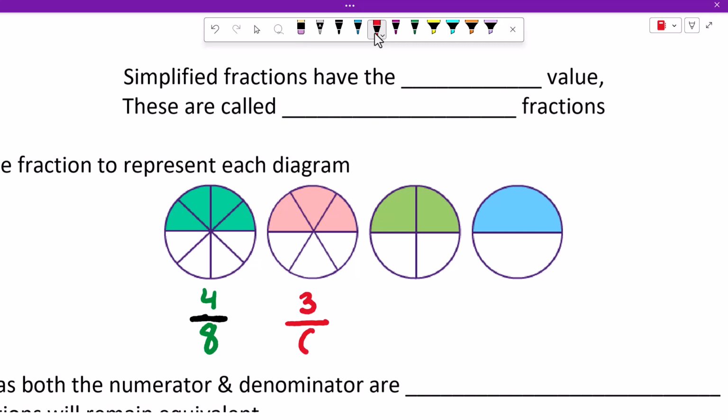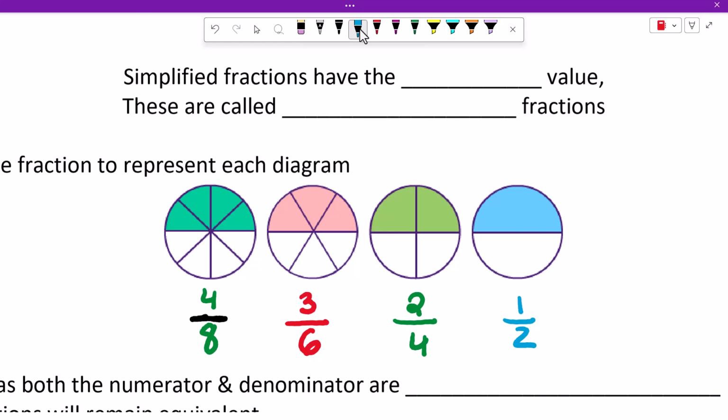3 pieces shaded, total of 6. The next one, the next green one, what would that fraction be? 2 over 4. And the last one, the blue one, 1 out of 2. Right? So now we have 4 fractions there.